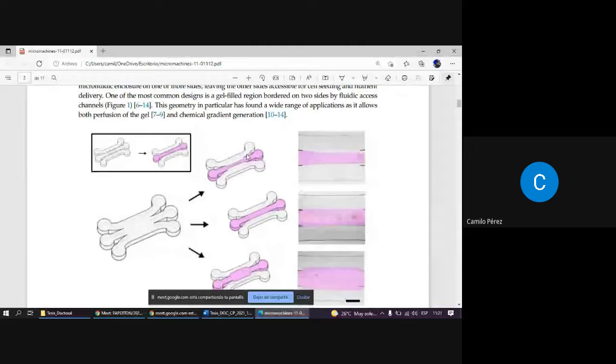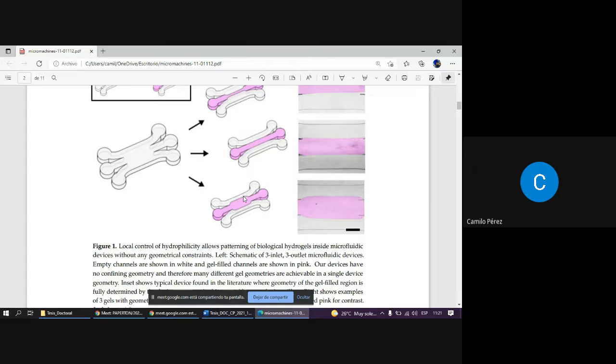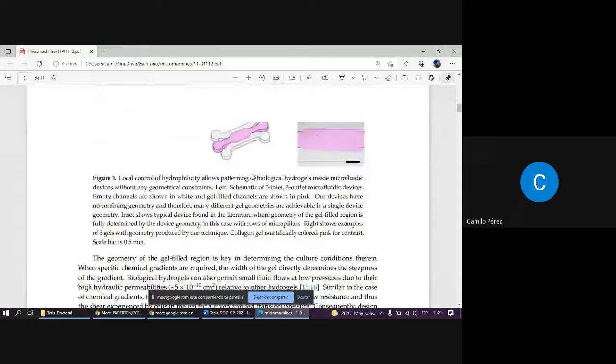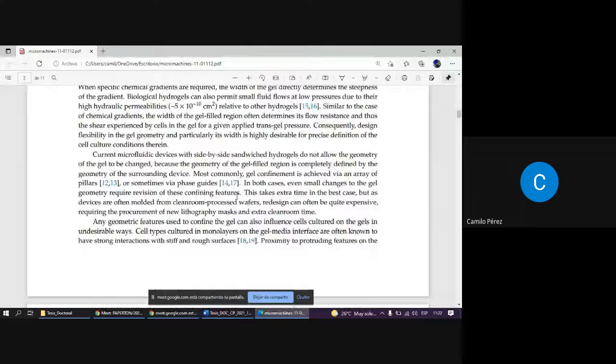You can see the geometry of a macro device. It has three inputs and outputs, and uses chambers and two channels to construct the hydrogel. They use different hydrogels, but in this case they use collagen, to study the behavior of the cells in cell culture.